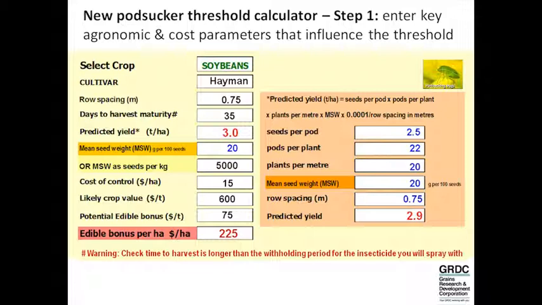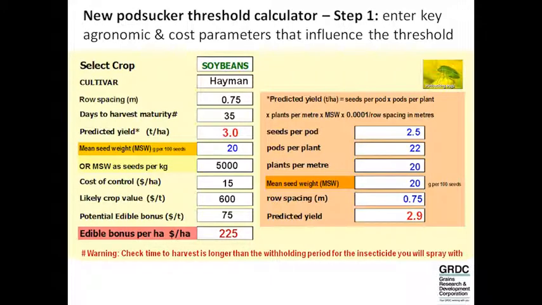So this is for soybeans. So you select your crop, so it'll be a similar one for mung beans. You just put mung beans or soyas. Your cultivar, so we'll go with Hayman. Your row spacing, a little bit narrower than the Kingaroy peanut rows, so we're down to 0.75 of a metre. Days to harvest maturity, so say 35 days. Macintosh has been on the ball and found the bugs early. Your predicted yield, we're going 3 tonnes a hectare.